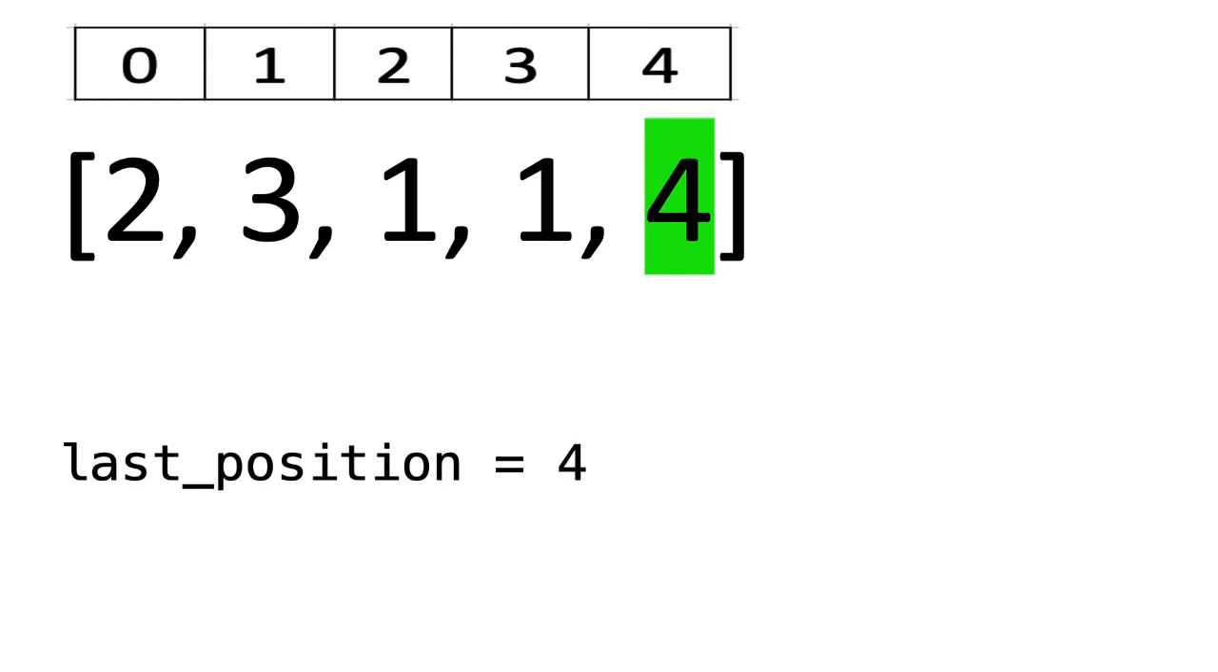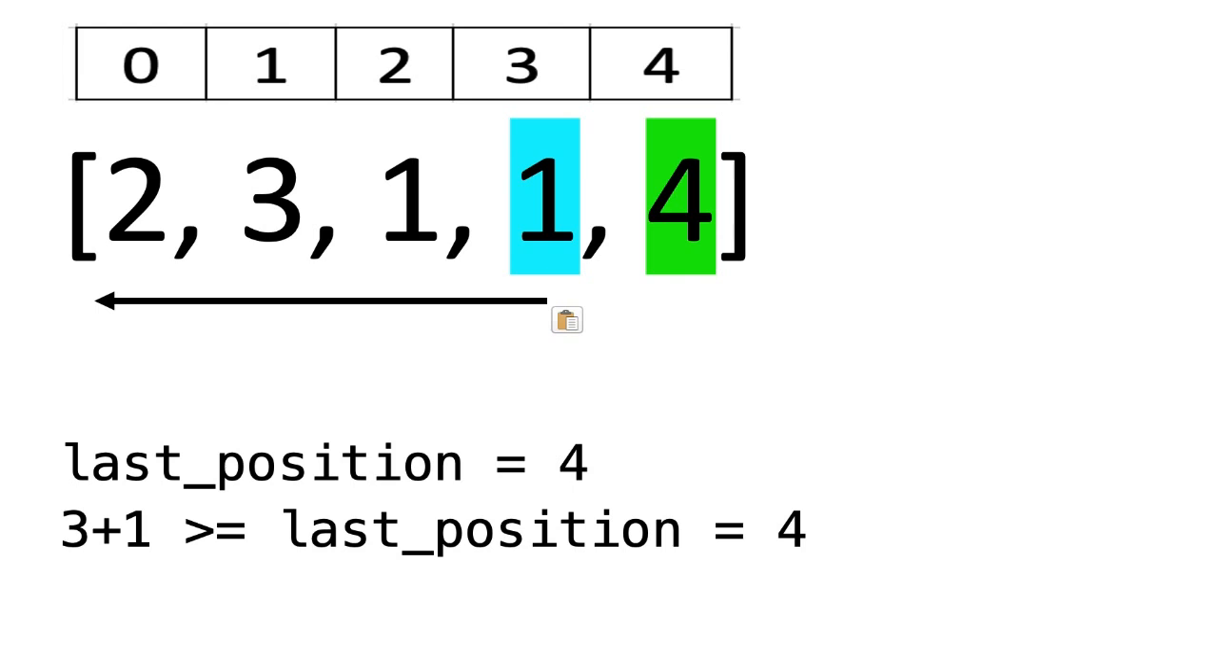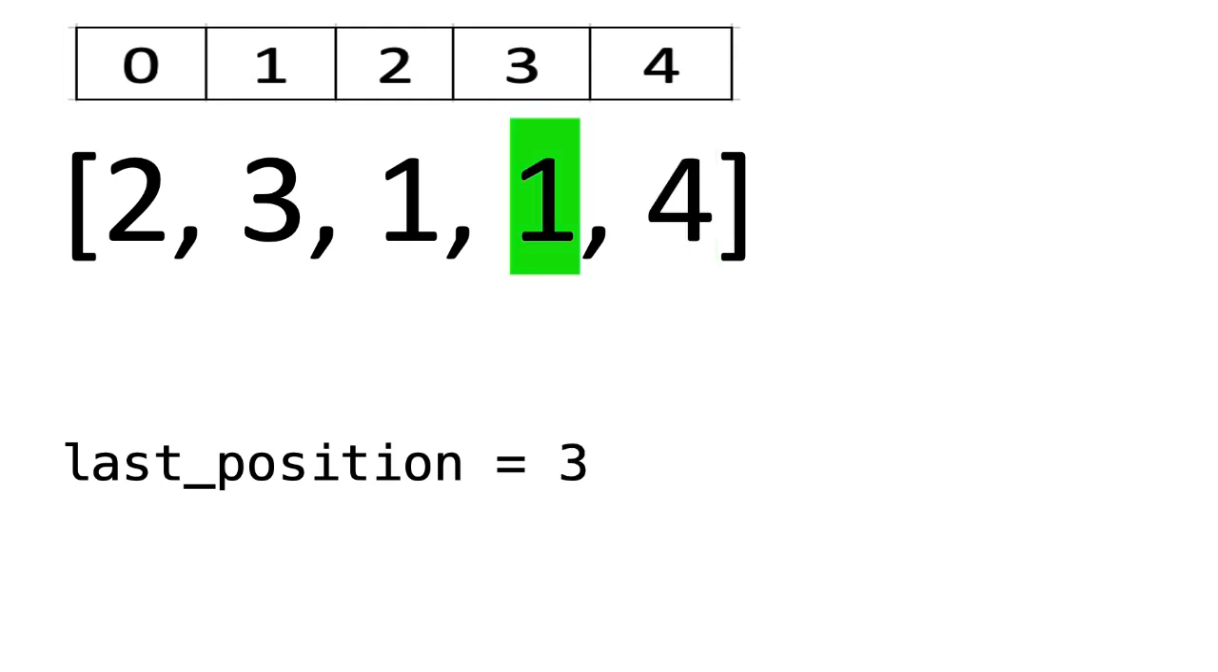Now we will iterate from the previous element to the last element, which is 1. From 1, we will iterate backwards. Now, from the index position 3, we will see if we can jump to 4. In order to find that, we will calculate the sum of index position plus the element, which is 3 plus 1, is greater than or equal to the last position. In this case, it is true. So, we will change the last position to the previous element, which is 3.